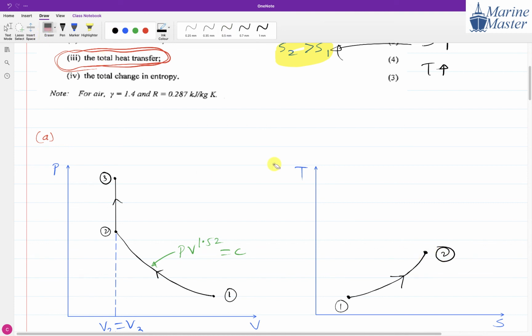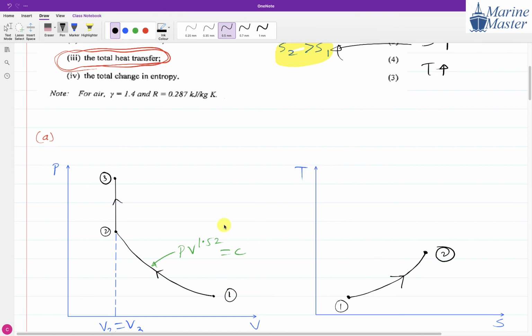point 2 is higher than point 1. It means the temperature of point 2 is higher than point 1. Point 2 is on the right hand side of point 1. It means the entropy of point 2 is higher. And that is what we want to show here.